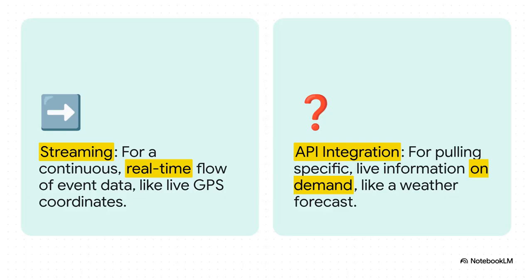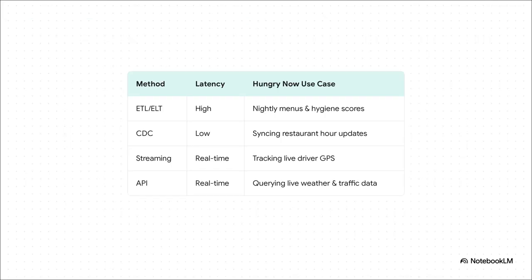And for data that's happening literally right this second, you have two main options. Streaming is for when you have this continuous river of events, like a driver's live GPS location constantly updating. API integration, on the other hand, is for pulling specific info when you need it, like asking a weather service, hey, what's the current traffic like at this exact spot? Now, this slide is really where it all comes together, because it shows you the trade-offs.